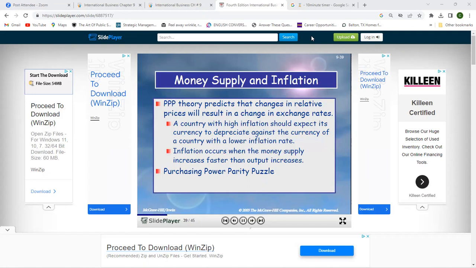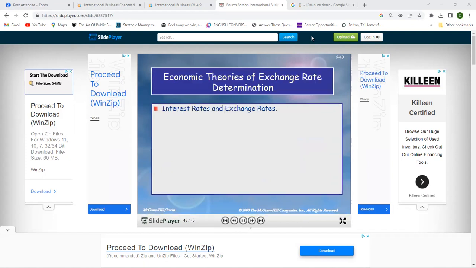PPP theory predicts that changes in relative prices will result in a change in exchange rates. A country with high inflation should expect its currency to depreciate against other currencies.